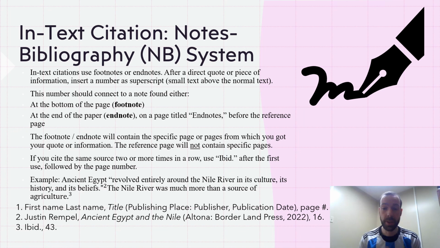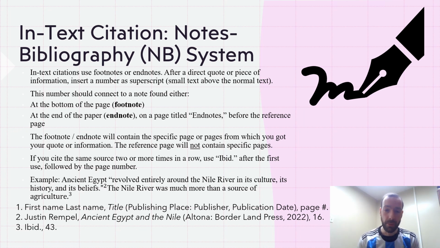So the other type of Chicago citation style, and the one that most people are referring to when they say Chicago, is the Notes-Bibliography System, NB. This is referring to a system that uses footnotes or endnotes for its in-text citations. So how does that work?